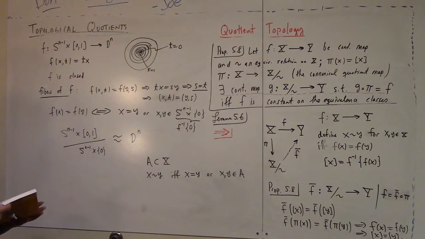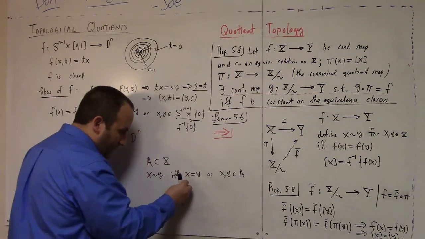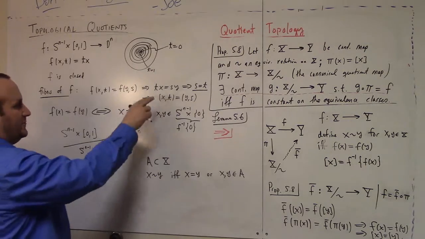So what that's saying is that this equivalence relation leaves points alone. It says the point is equivalent to itself, unless it's in A, in which case they're all at the same point. So what this does is it's like squishing the whole subset A down to one point. That's what's happening with this mapping.